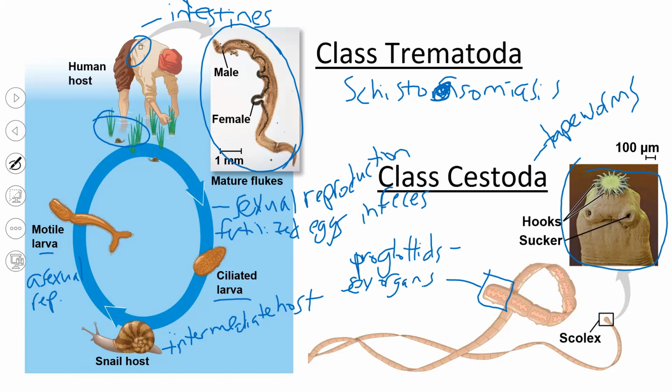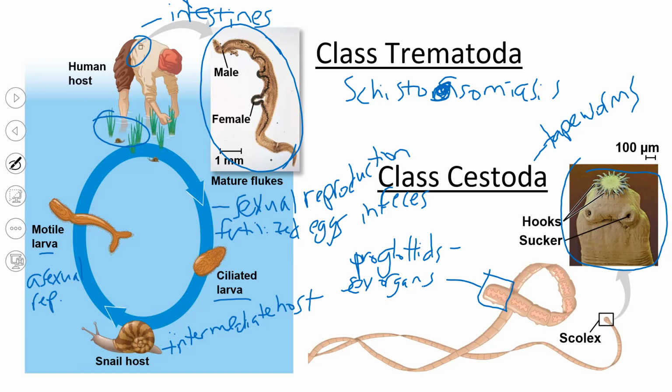So each segment contains sex organs, and those can just break off and be passed in the feces again. And so that's how they can move to new hosts. So these proglottids can just break off in the feces. They go to the next host.